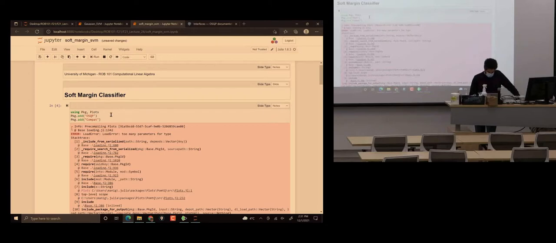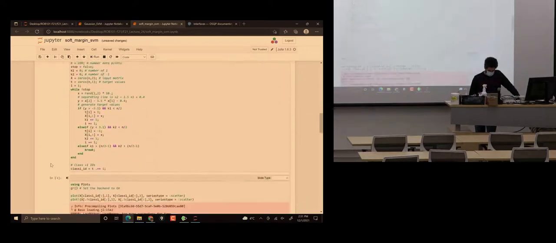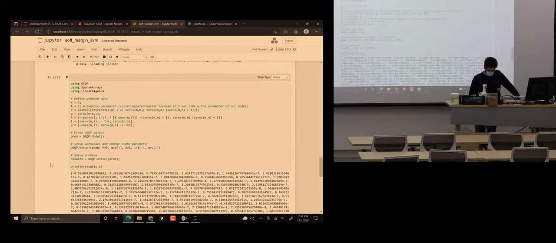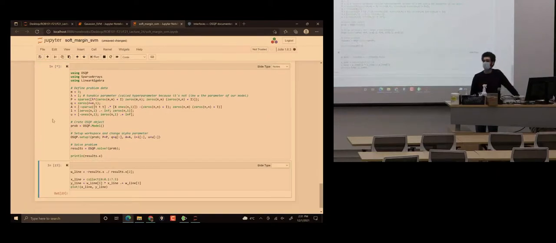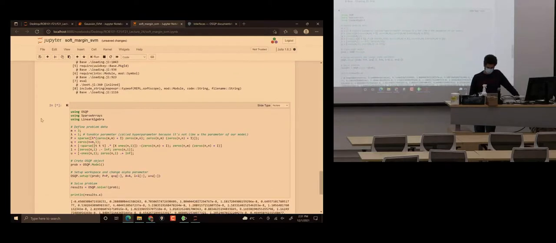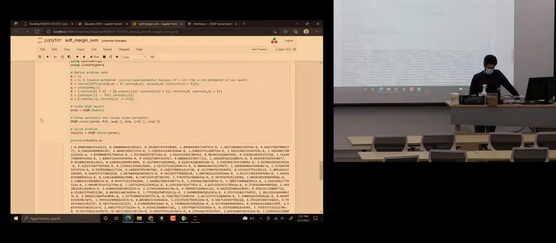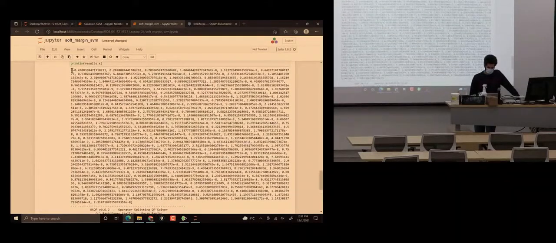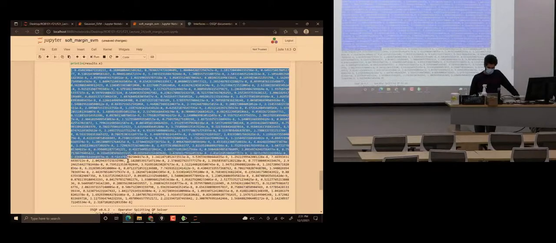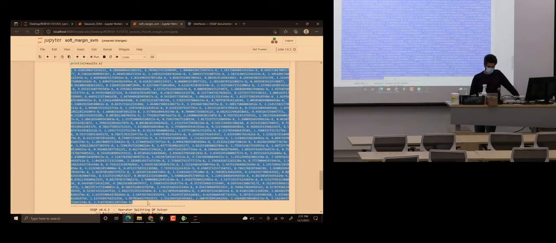Looks like I have some problem loading the plot package. We should be able to solve it. We don't need to visualize it to solve the problem. Let's hope this works. Okay, so when I solve the soft margin, you see the output is almost hard to look at. You don't want to look at it.